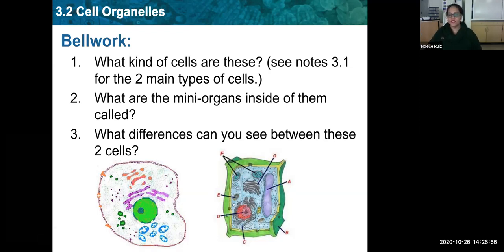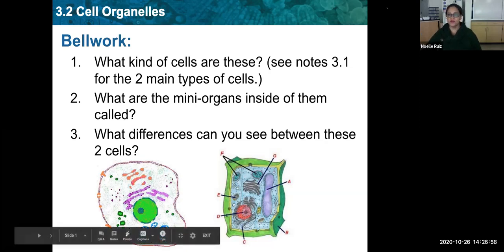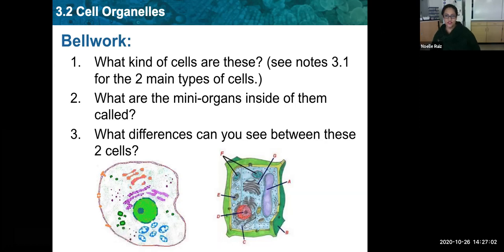And then what differences can you see between these two cells? Just general differences. What do you guys see? Shape, the shape's different. One's round, one's square. Color. Color's different. Good, Desiree. Good, that's fine. Shape and color are different. And there's a reason that the one on the right is green. We'll talk about it.